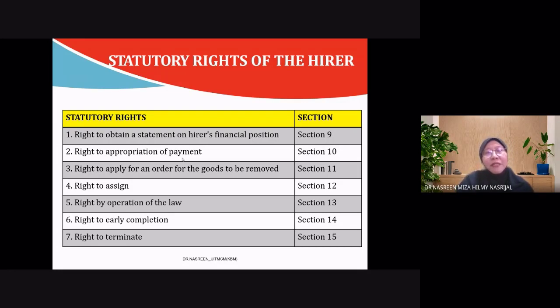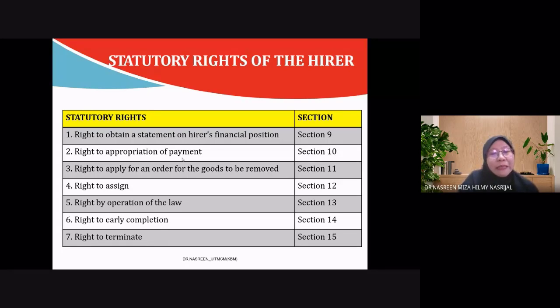Right by operation of the law basically happens when the hirer dies or becomes a bankrupt. Okay, so katalah misalnya hirer dah hire purchase agreement untuk 7 tahun. Alright, dia dah bayar, tiba-tiba tahun yang ke-6 dia meninggal. Okay, kereta tu memang waris dia, family members dia nak gunalah kereta tu. Tinggal setahun je lagi nak bayar. So what you can do basically is that by way of section 13, the personal representative of the deceased hirer can take over the payment of the installment. Ataupun kalau dia become bankrupt, then the liquidators will take the place of the hirer.